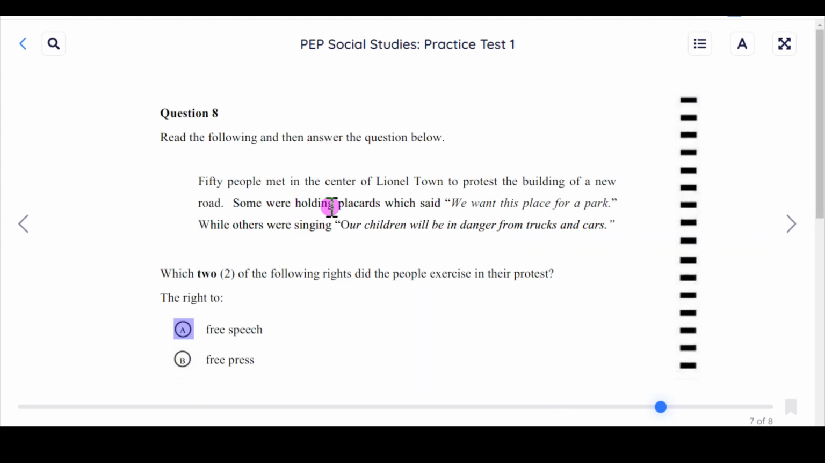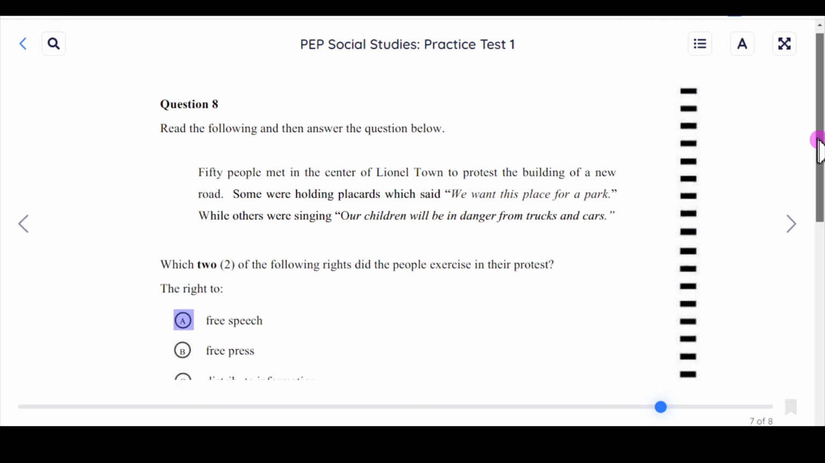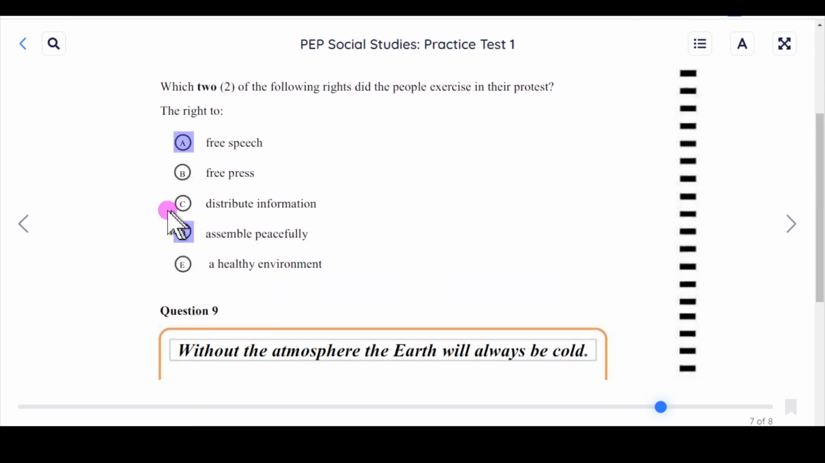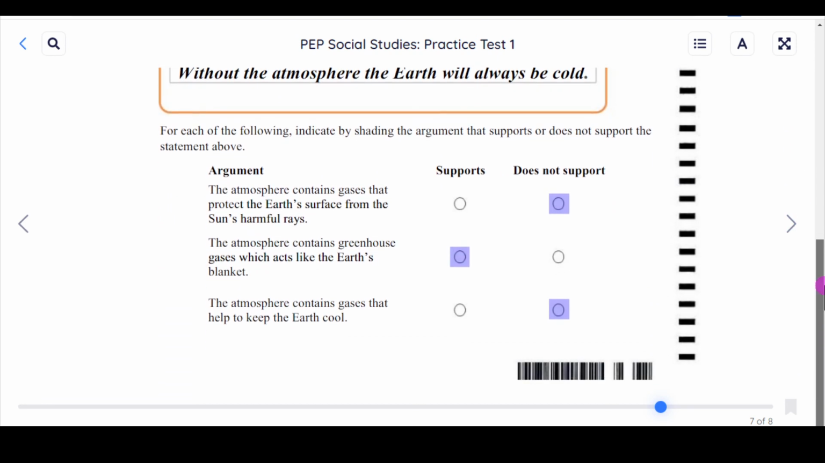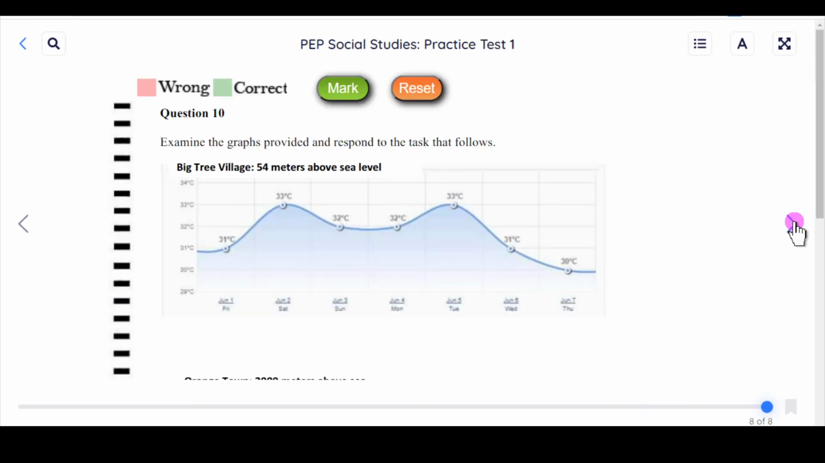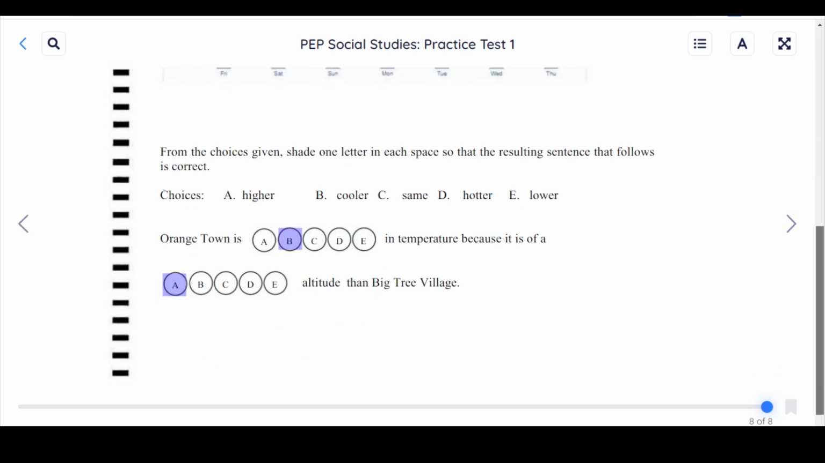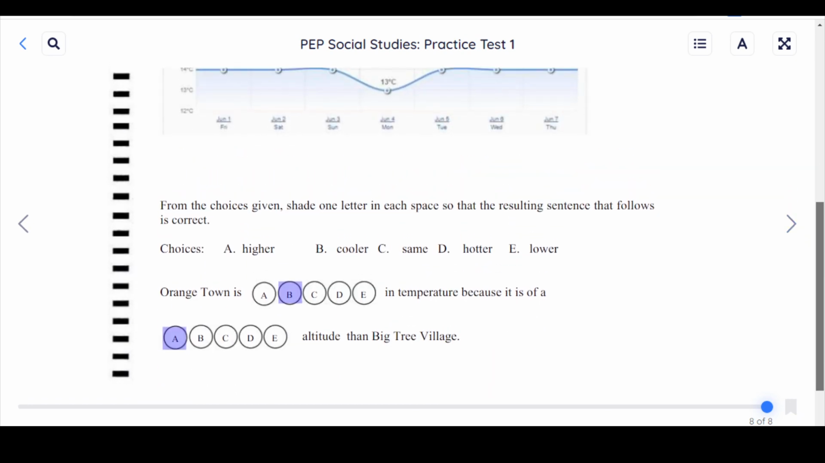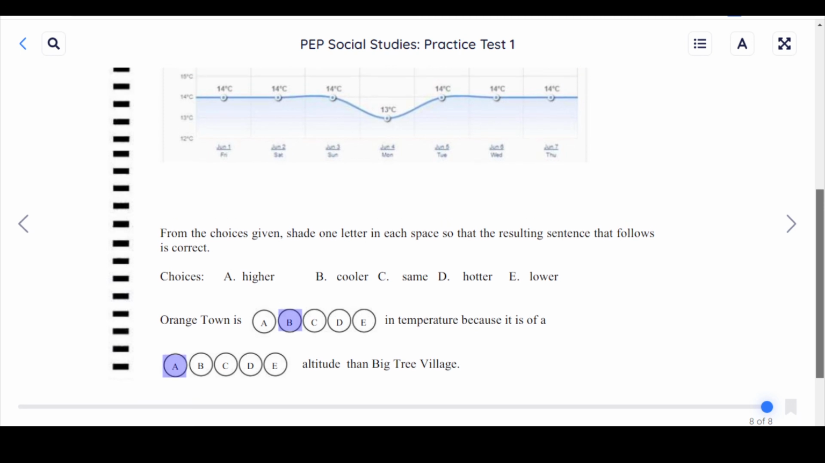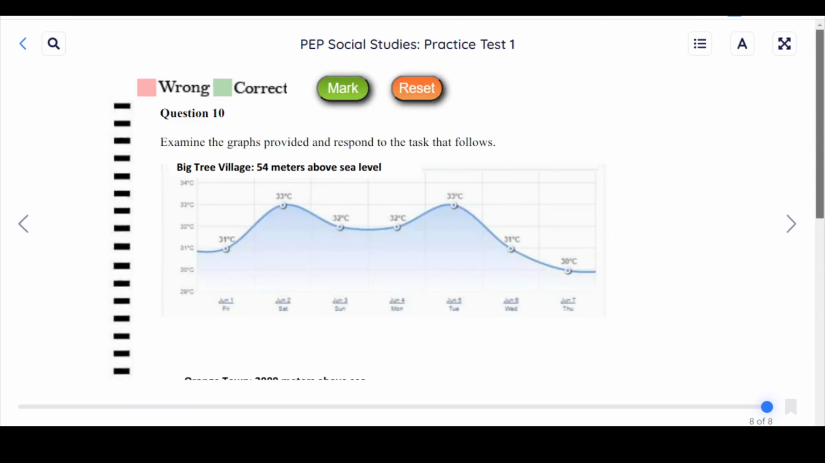Let's go on. Question 8, need 2. Well, I'm only seeing 1. Okay, so we have 1, 2. Let's go down. Question 9. I need 3 responses because I have 3 statements. So 1, 2, 3. All right. Question 10. Let me see. I have two spaces there. All right. Let's click mark.